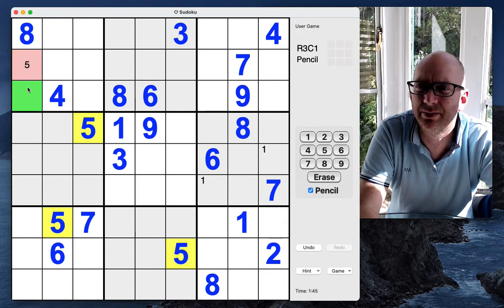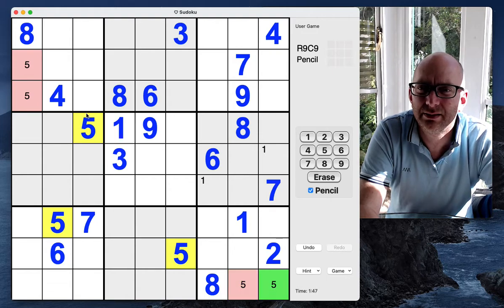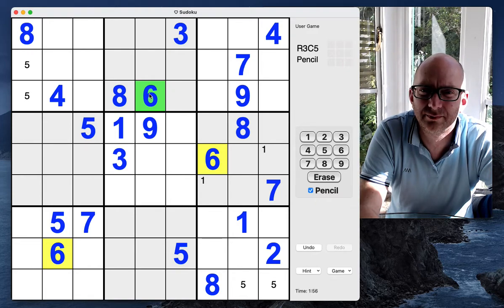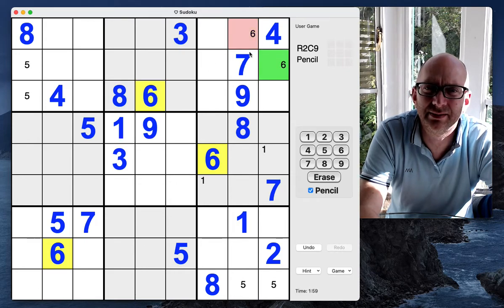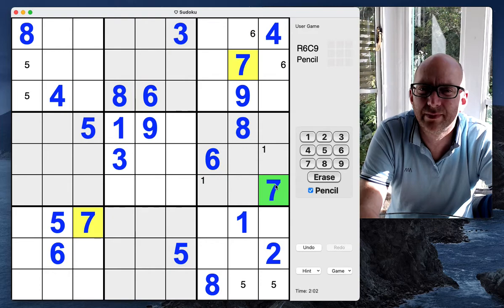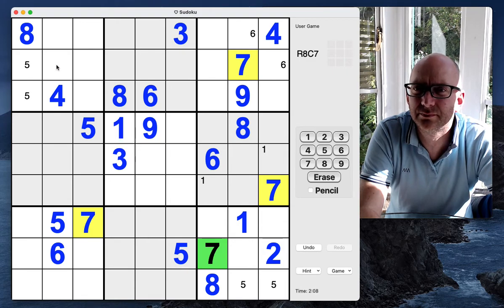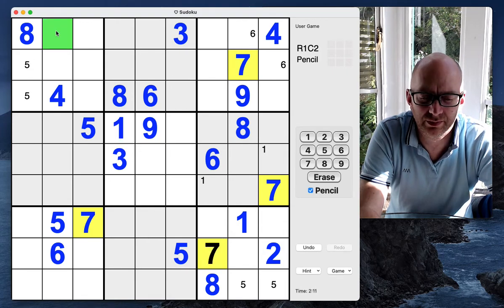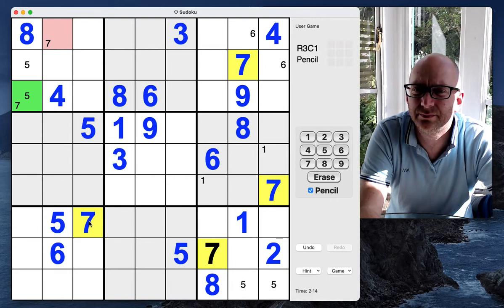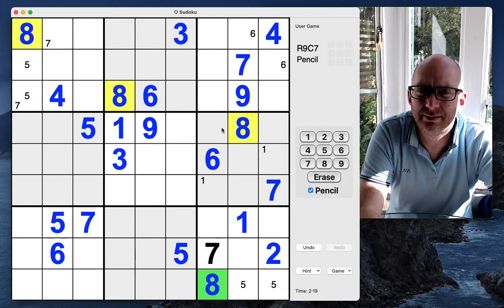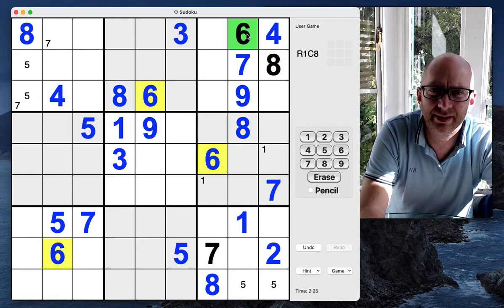Okay, we can pencil mark a couple of 5s here, a couple of 5s there. Going on with the 6s. Okay, we can pencil mark 6s up there. 7s. And we can place a 7 here. We can pencil mark 7s there. Okay. 8s. Looks like we can place an 8 there, which means that is a 6.